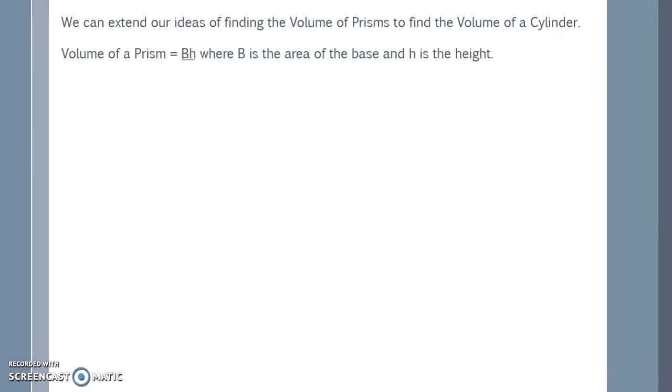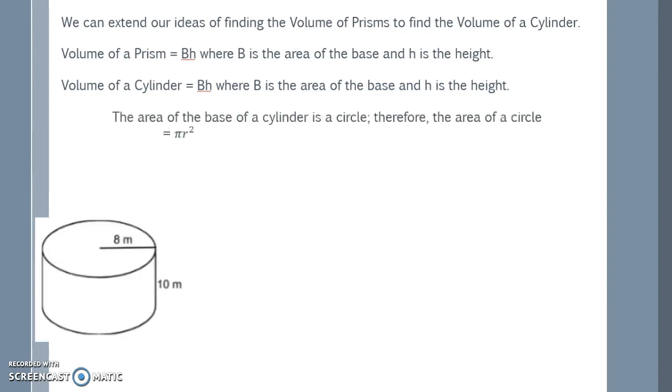We can extend our ideas of finding the volume of prisms to finding the volume of a cylinder. We know that the volume of a prism is base times height, where B is the area of the base that we're looking at, and H is the height of the object. The volume of a cylinder is also base times height, where B is the area of the base and H is the height. Except this time the area of the base of a cylinder is a circle, so we need to know the formula for the area of a circle, which we know is pi r squared.